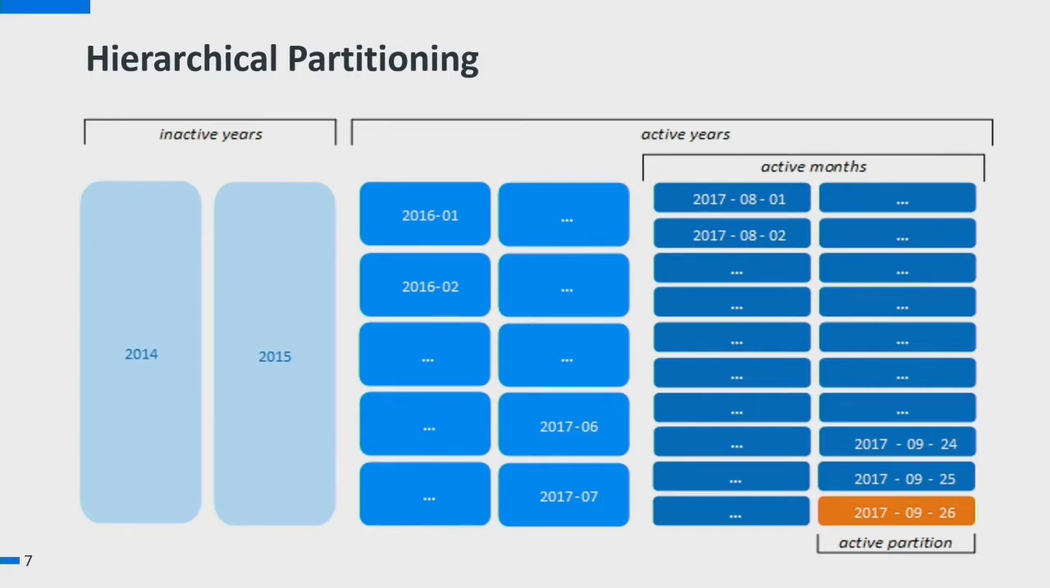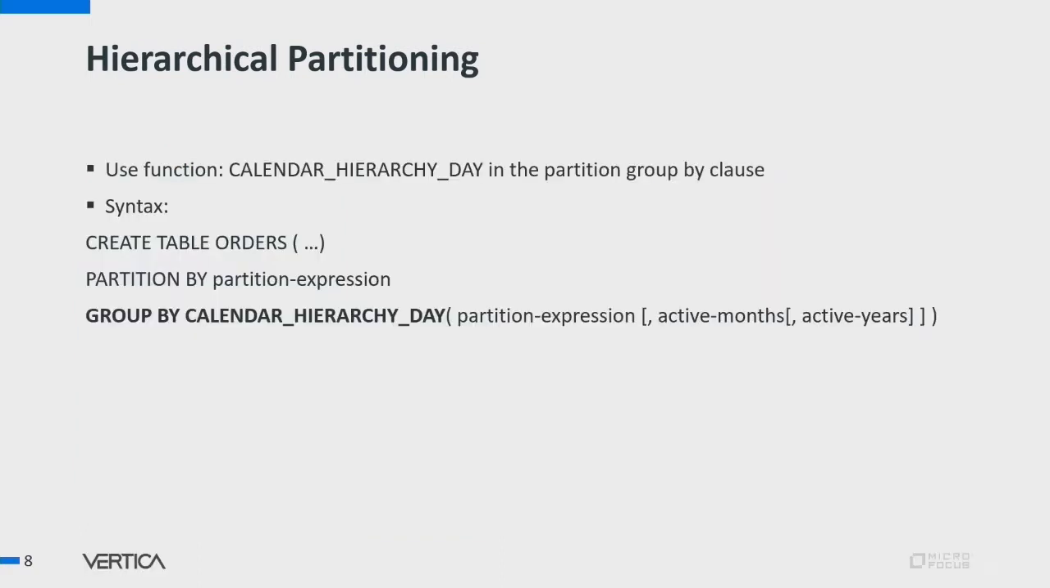And on the right-hand side, for the active months, Vertica keeps the data in daily partition. To use hierarchical partition, it is quite simple. You can create a table just the way you normally would and add a function calendar hierarchy day at the end of the partition. And you can specify the number of active months and number of active years that you want to keep.